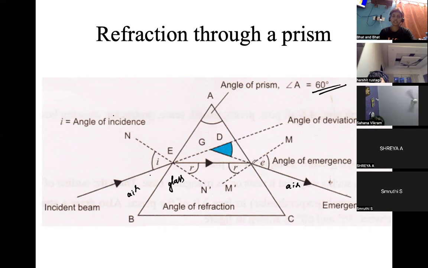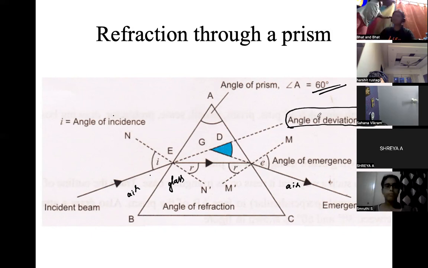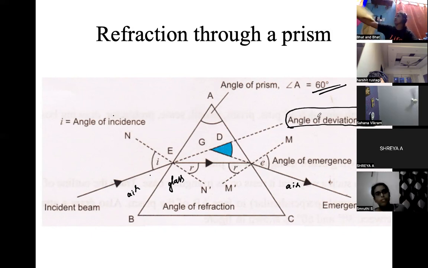Now if you extend the emergent ray and the incident ray, they meet at an angle, and that angle is called what? Angle of deviation. Got it? What is it called? Angle of deviation. Understood this much, right?